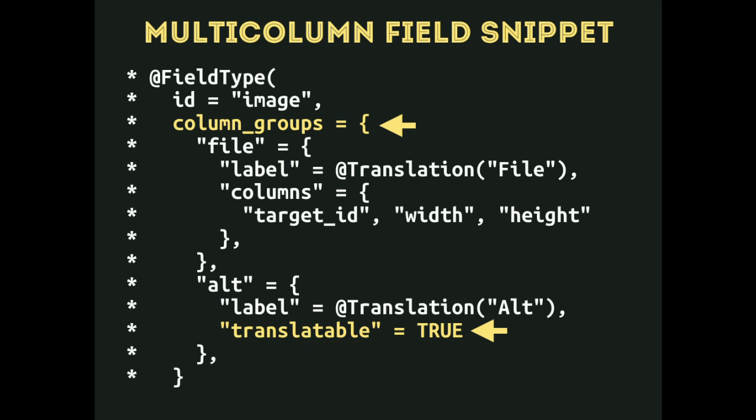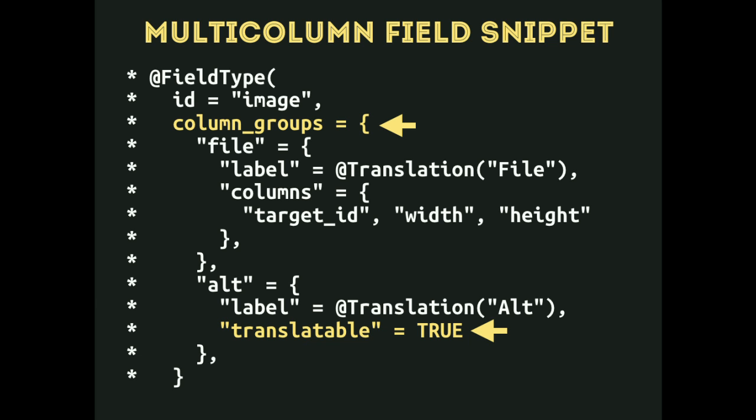If you have a multi-column field type that may have uniquely separatable values, in this case an image field, then you can use annotations on that field type to further divide your field into translation options. So in this case, the image field says that I have multiple columns, and my target ID, width and height columns belong to one group that I call the file. And I have a column called alt that I call the alt. So this makes it possible for Drupal to individually make your file and your alt text configurable to be translatable.